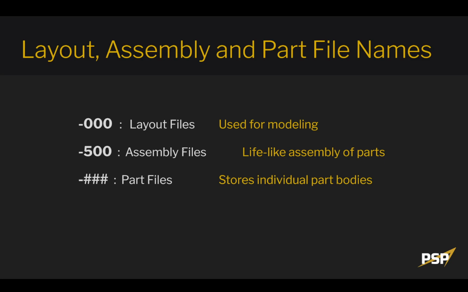-500 is your assembly files, and that's a lifelike representation of all of your parts for a subsystem assembled together. And then anything else really, and there'll always be some amount of rule breakers here and there, but for the most part, any other number will be part files that store individual part bodies.